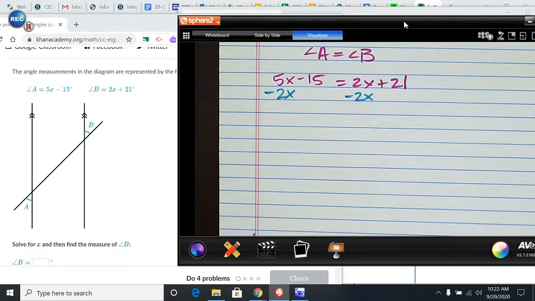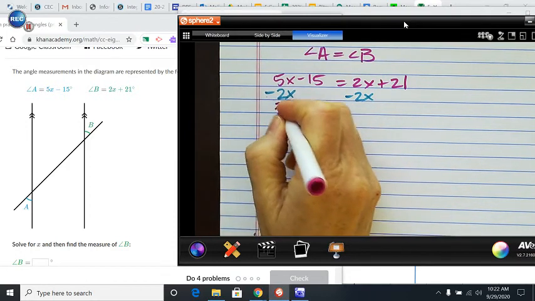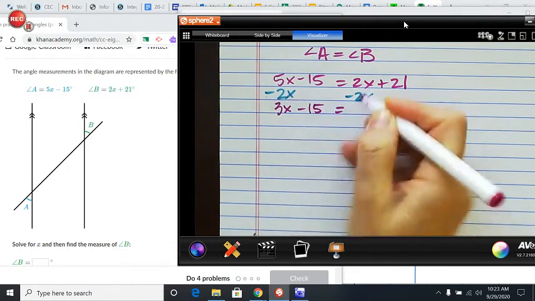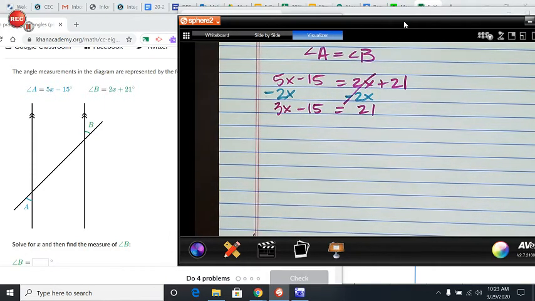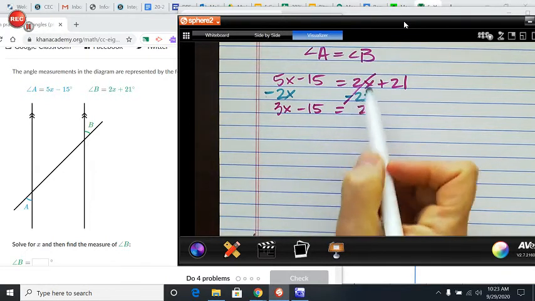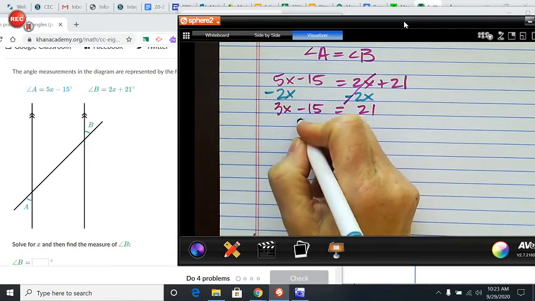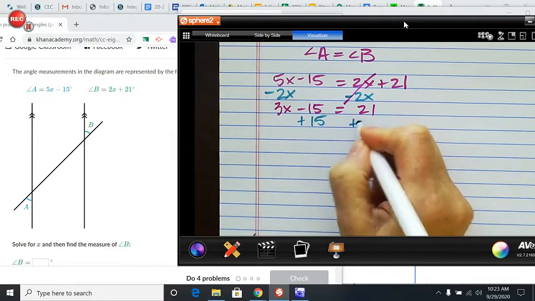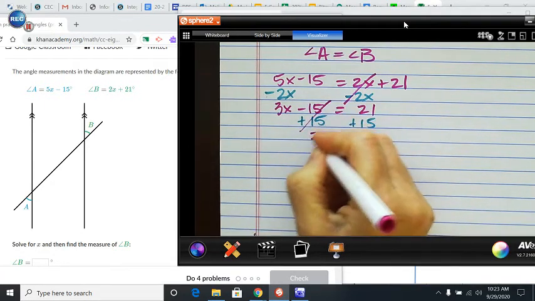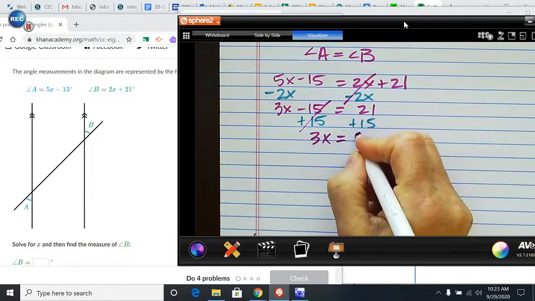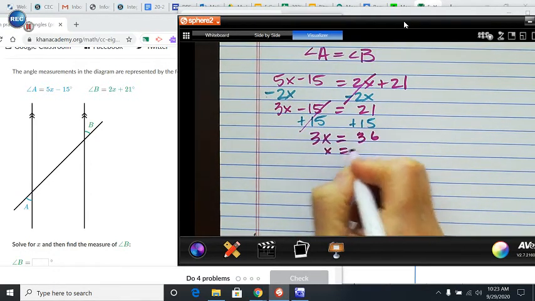That's going to give me this, and then I'm going to add 15 to both sides. Yours is going to be different, so I'm not going to spend a lot of time on this part, but I do want to remind you that you are not finished when you solve for x. So I'm going to get 3x equals 36, and so x equals 12.